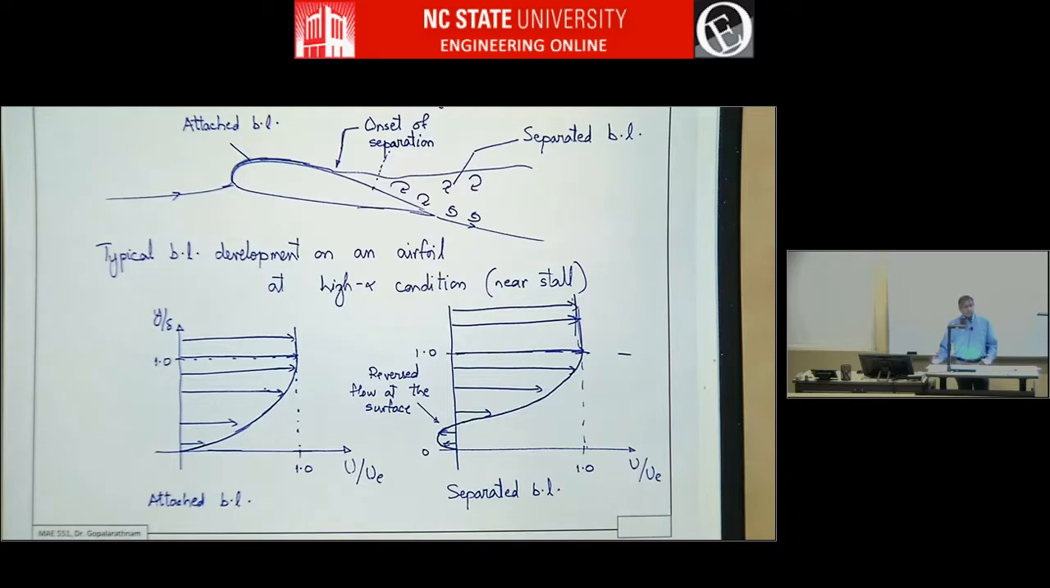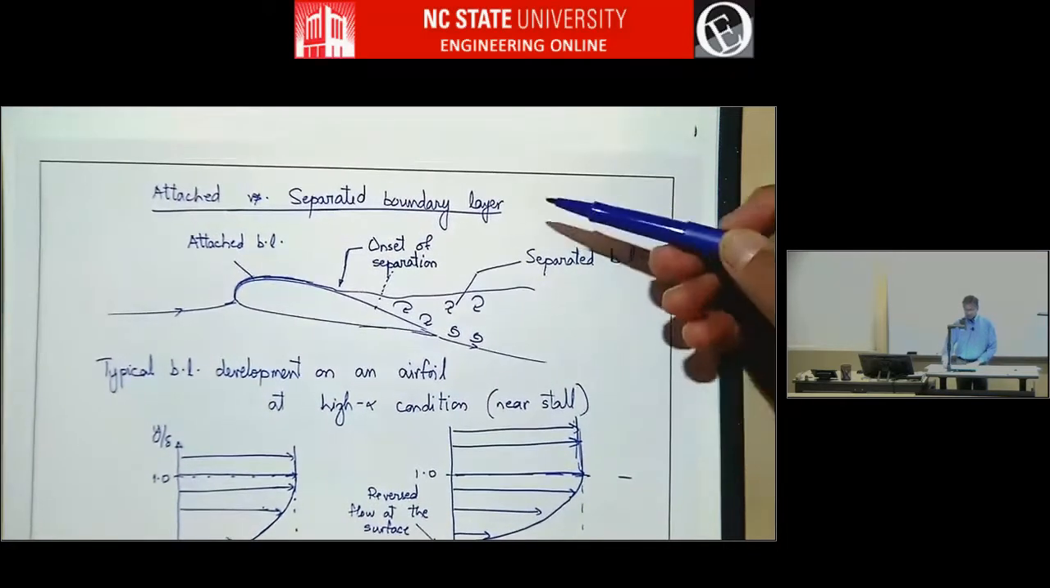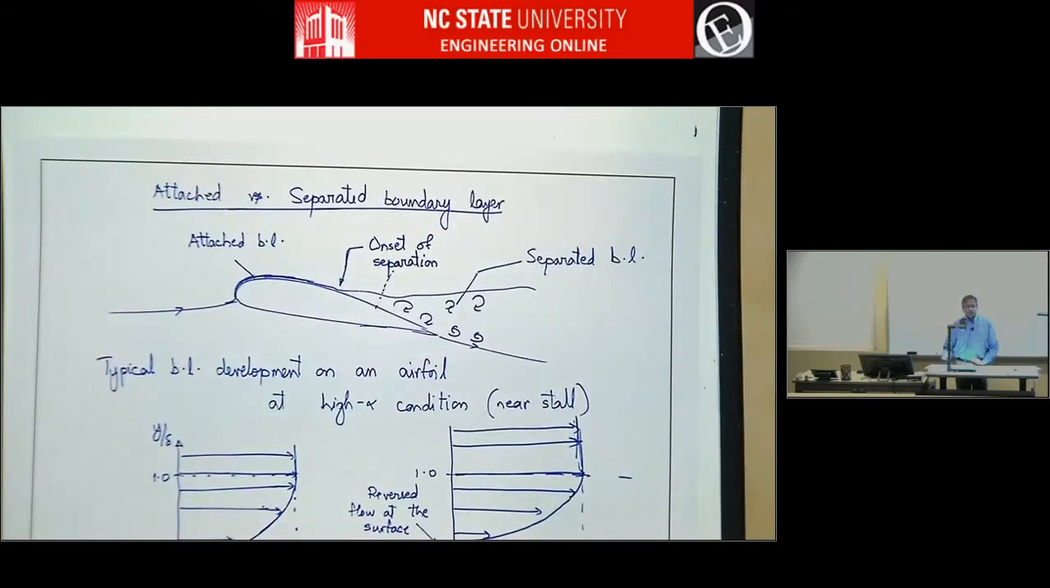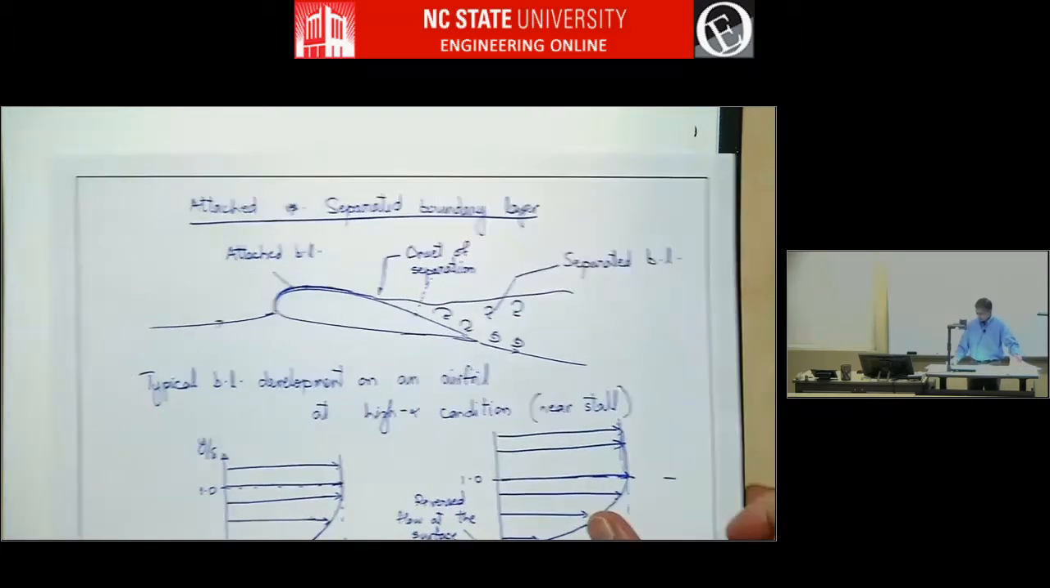Here again, this could happen both for laminar and turbulent boundary layers. So don't get confused between these two things. What we are talking about here is just attached versus separated boundary layer. This has got nothing to do with whether it's laminar or turbulent. Okay, so this is attached versus separated.